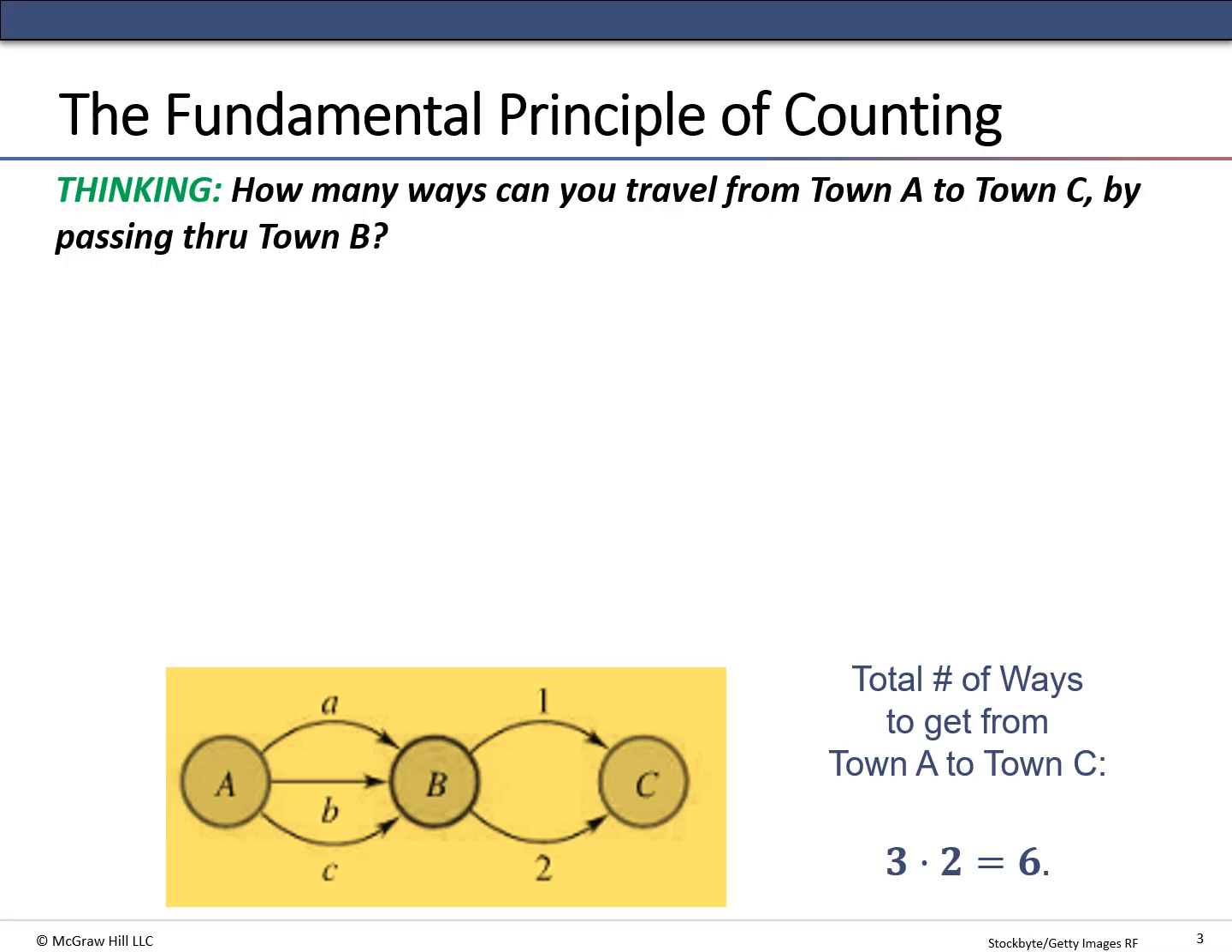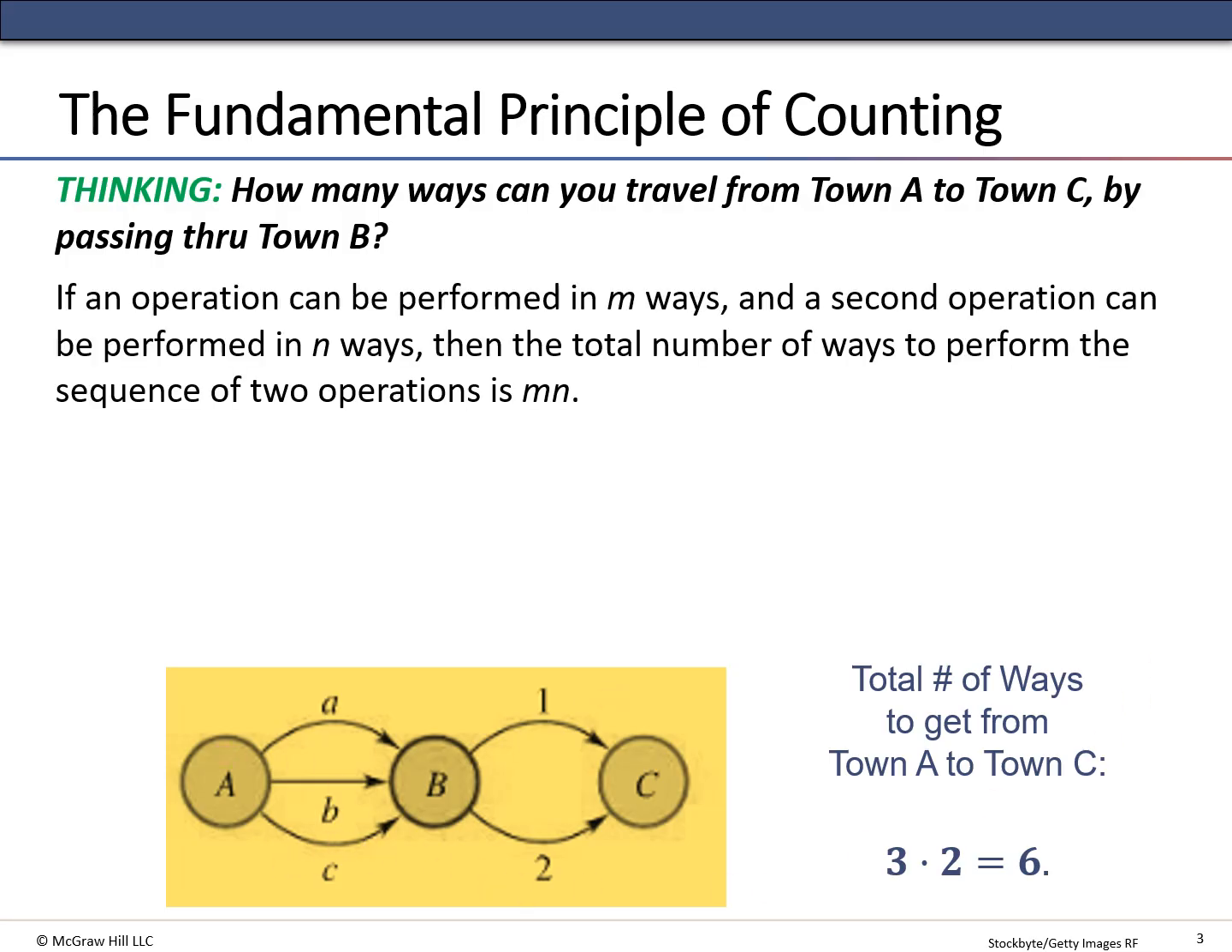Well, there's three roads from A to B, so there's three ways to get to B, and then there's two different ways to get to C. Some people might have thought five, but it's actually a product. Think about it like our tree diagrams we saw before. We could go A1 or A2, B1 or B2, and C1 or C2.